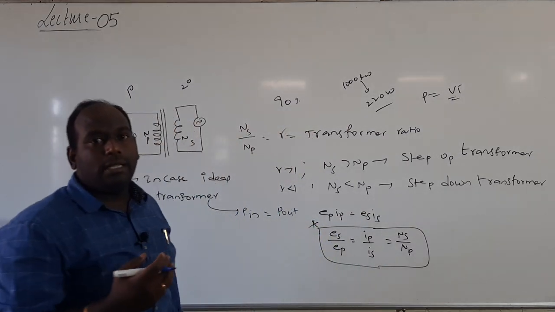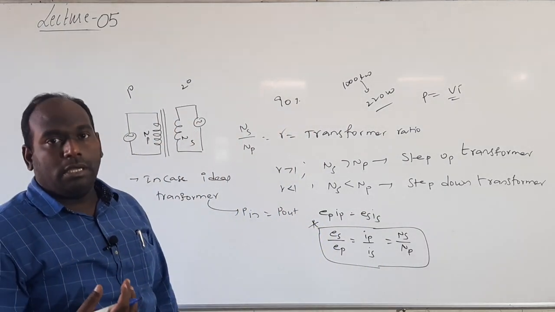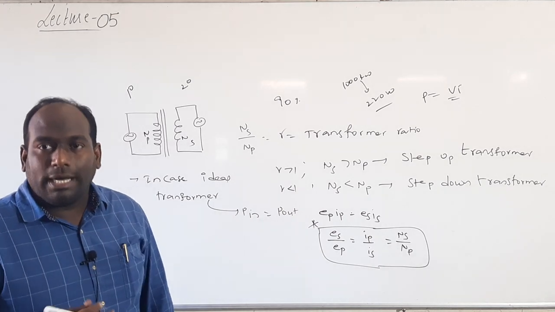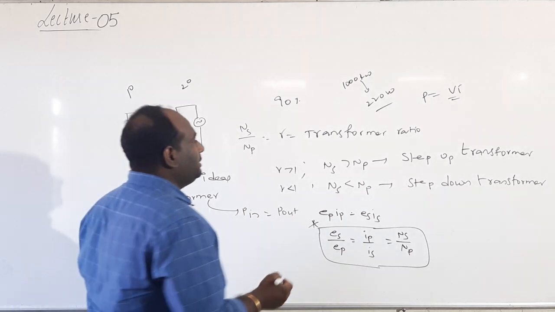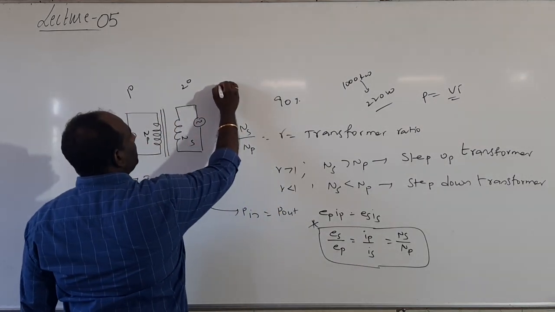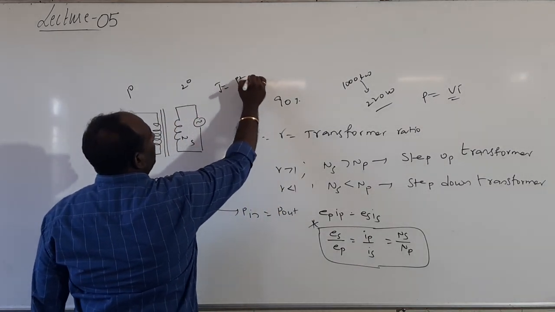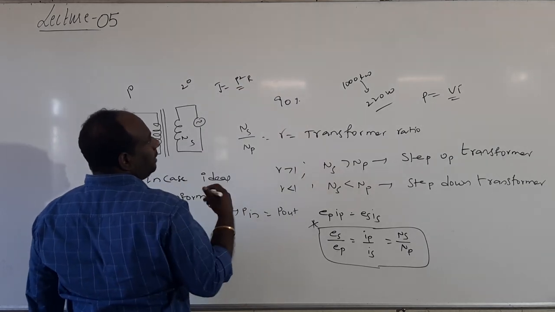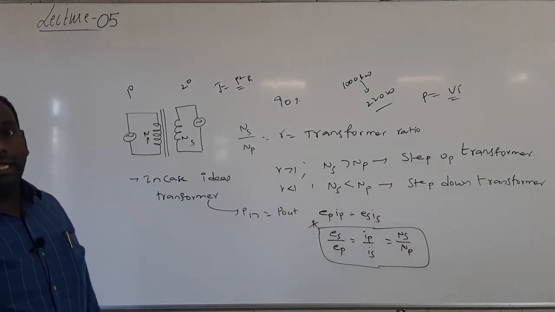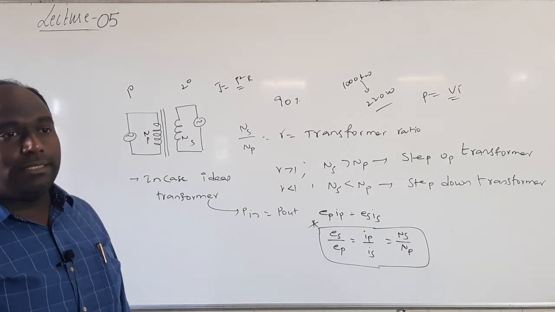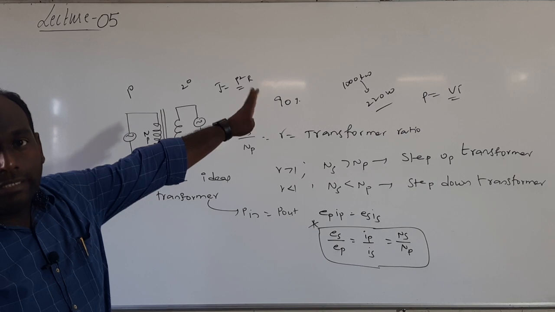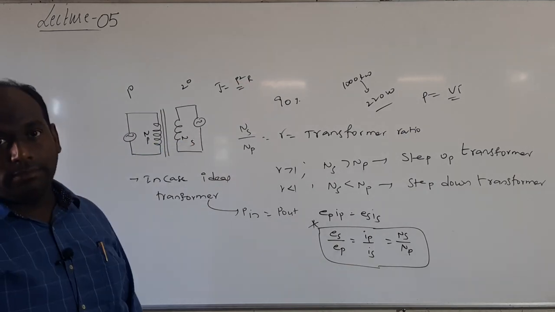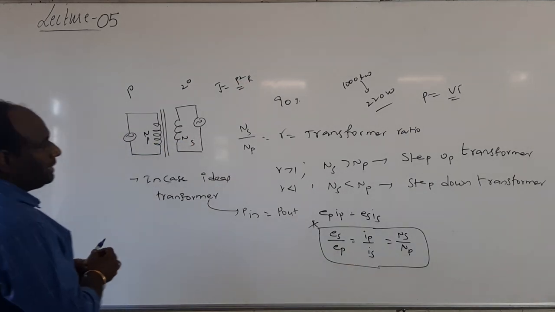So if you send power from one place to another with high voltage, the energy loss will be less. What is the heat formula? J equal to I square R. If I is less, then the power drop is less. So we can send high voltages from one place to another. That is one of the advantages. These high voltages are stepped down by using transformers. So these are the applications of transformers.